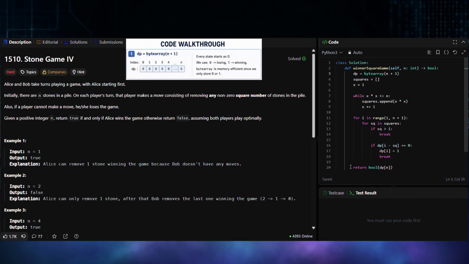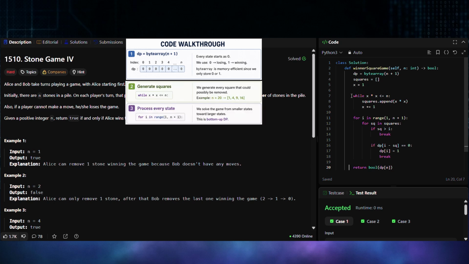Code walkthrough. Let's break down the important parts. dp = bytearray(n + 1). Every state starts as 0. We use 0 to mean losing, 1 to mean winning. Bytearray is also memory efficient because we only need one bit-like state conceptually, winning or losing. Generate squares: while x * x <= n, squares.append(x * x), x += 1. We generate every square that could possibly be removed.